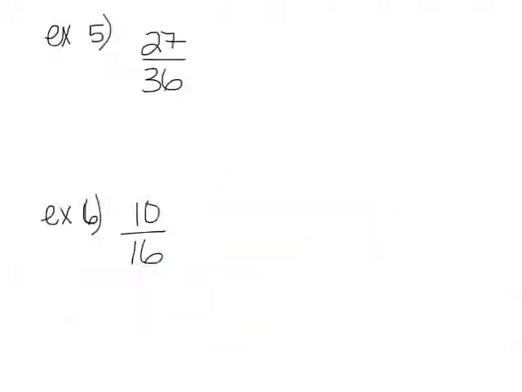Go ahead and pause the video and try these two on your own. So for 27/36, the first thing I want to divide by is 3. And I'm going to get 9/12. And I can divide by 3 again. And I get 3/4.